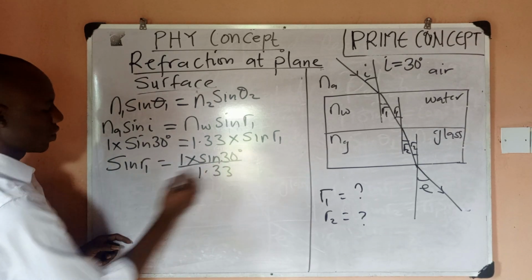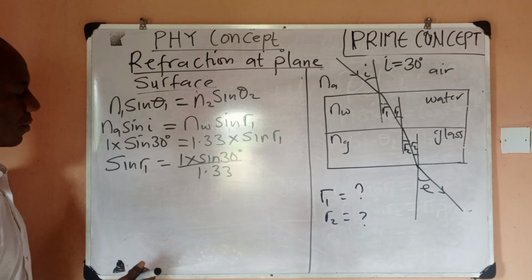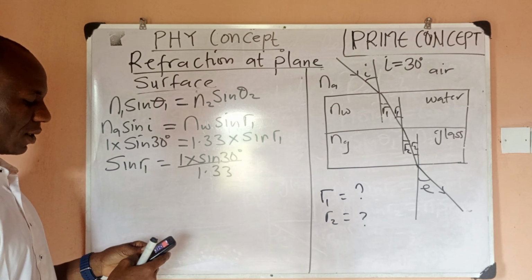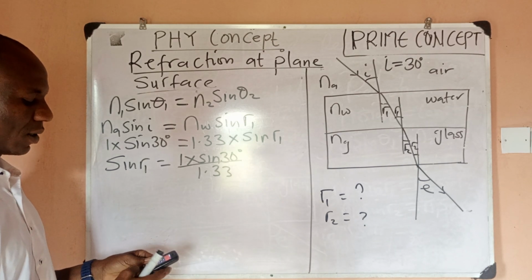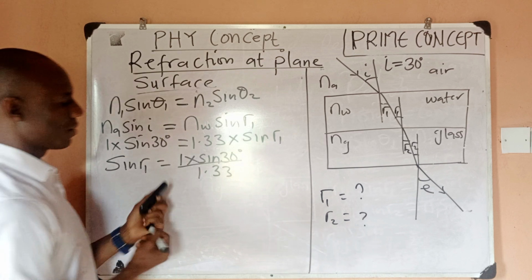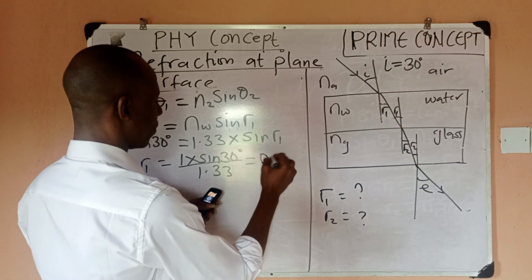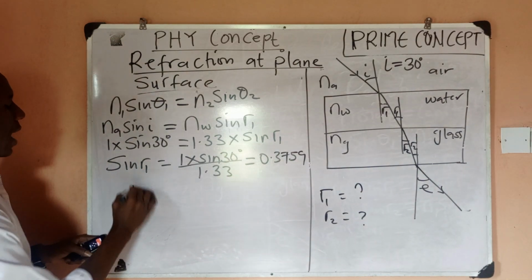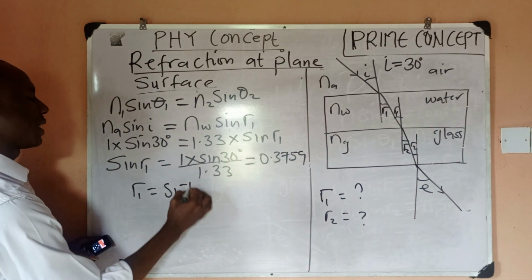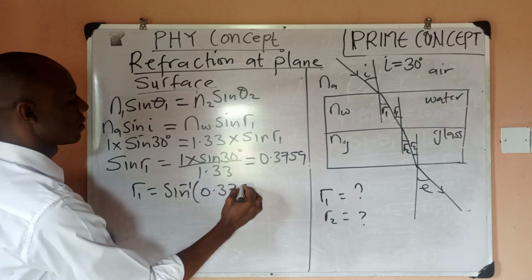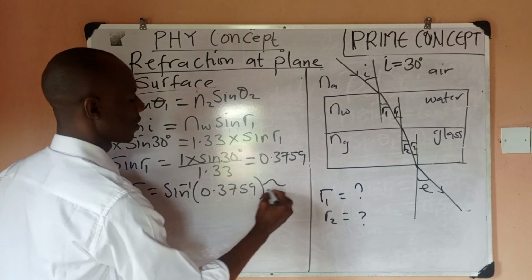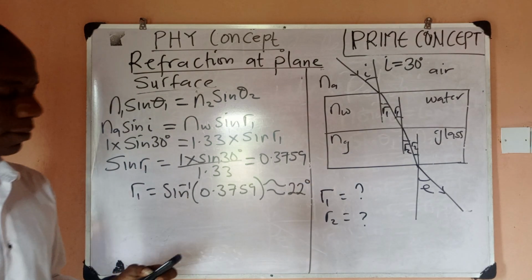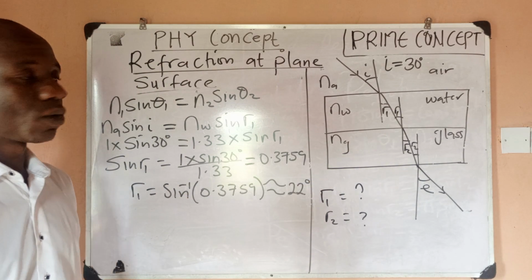If you punch this, you would have 0.5, which is sine 30, divided by 1.33. We would have 0.3759, so that R1 becomes sine inverse of 0.3759, which will give us an approximate value of 22 degrees. So this is our R1, our first angle.